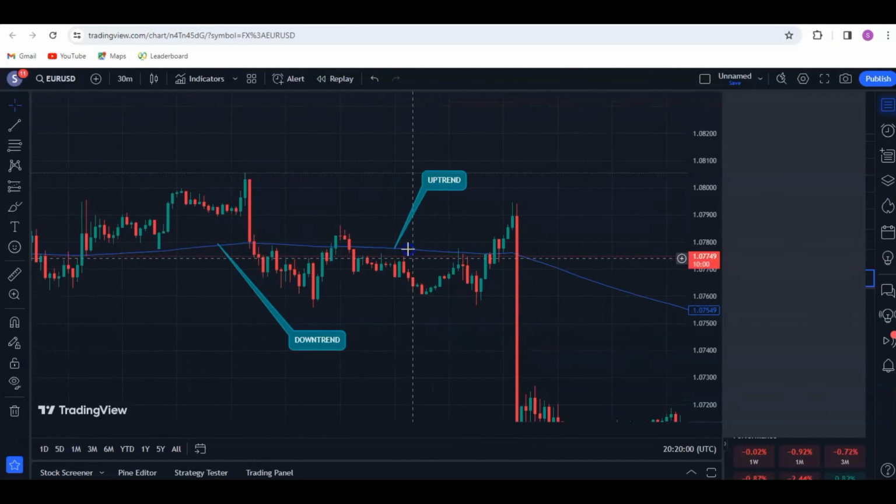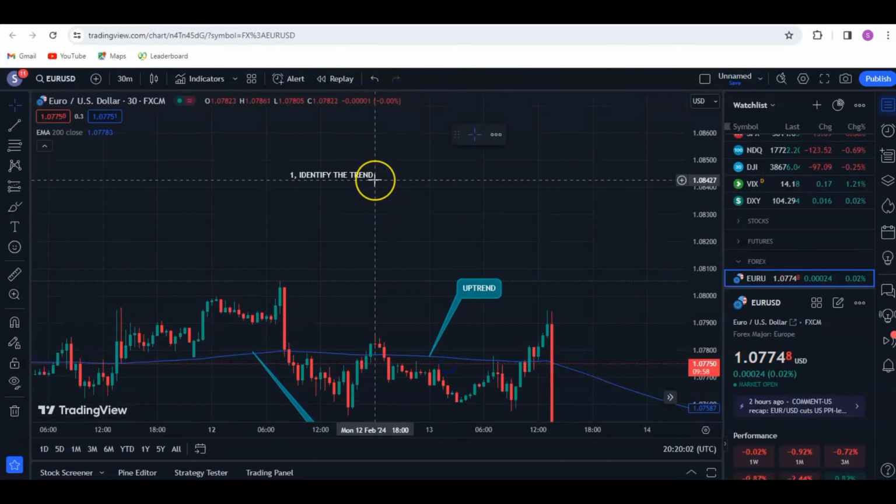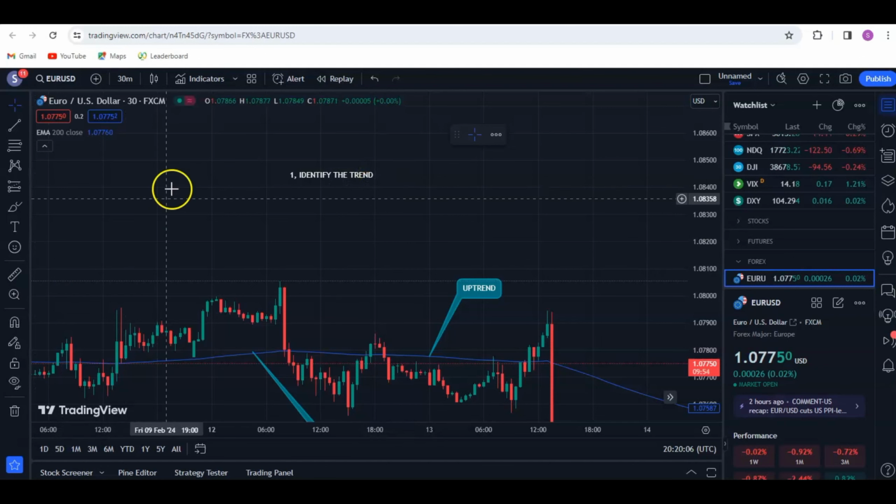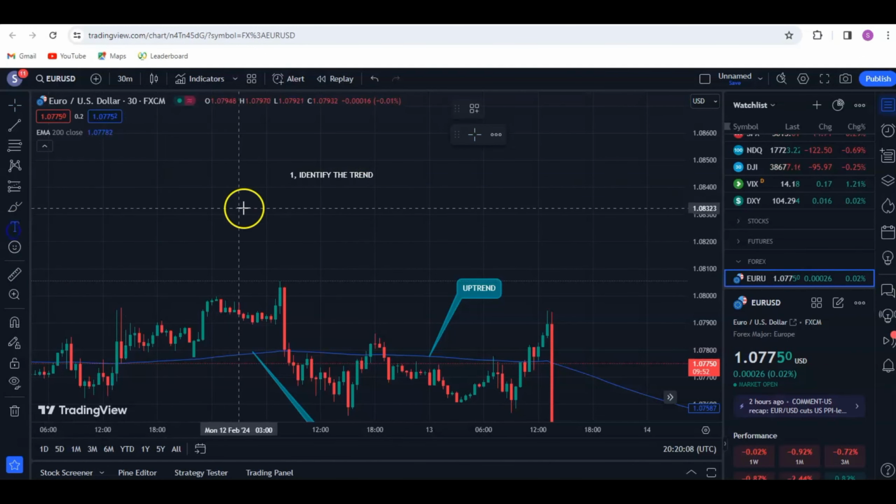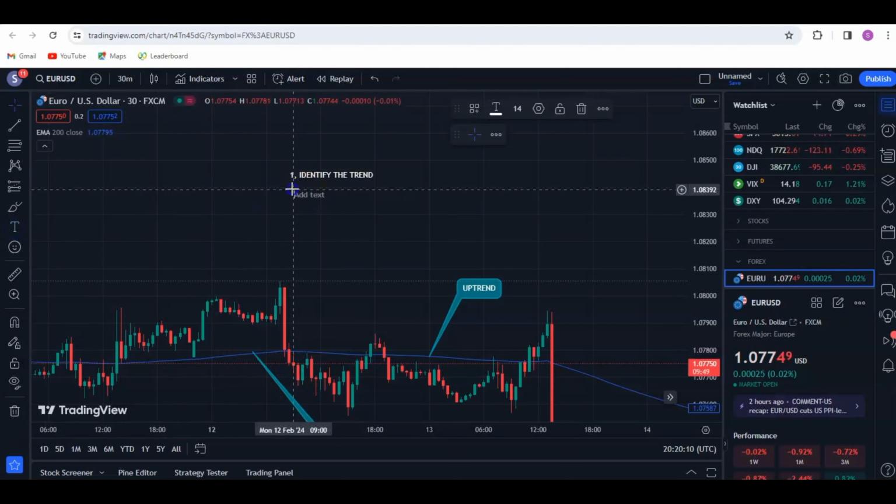Now, another thing we have to do in order for us to be a successful trader is what I call rule number 2. The second thing you need to know, this is like a rule for you to know: never trade against the trend.